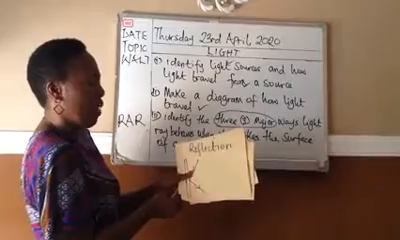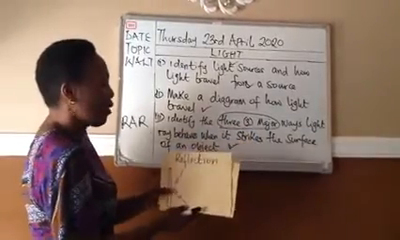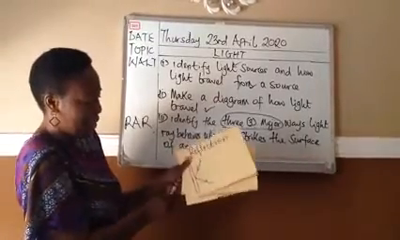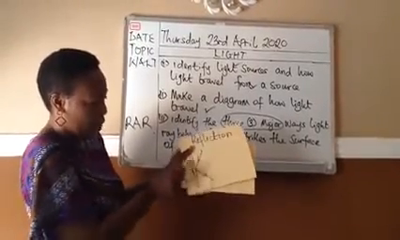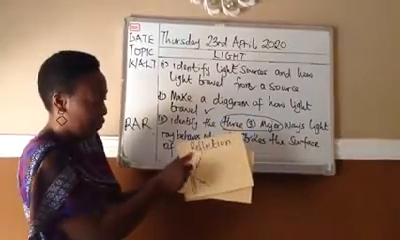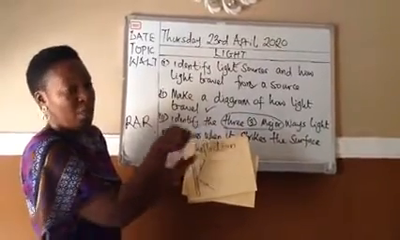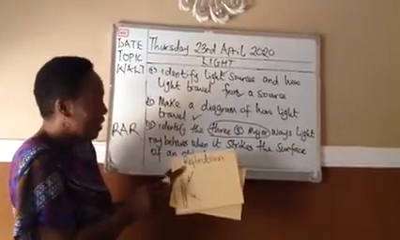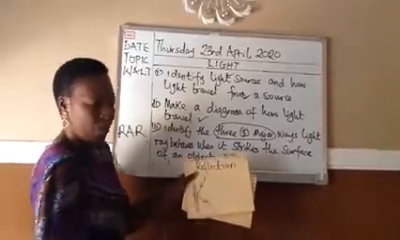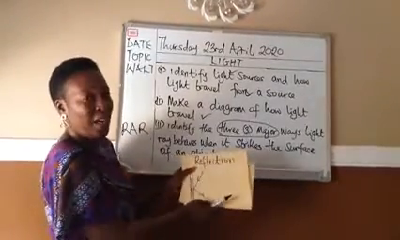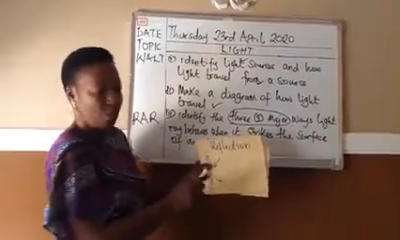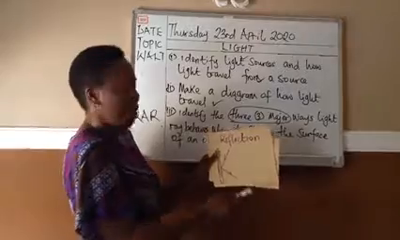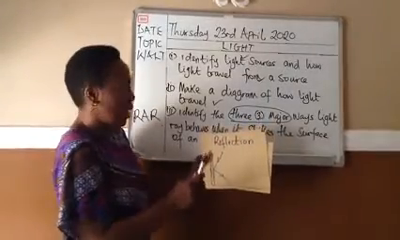Reflection, what do we mean by reflection? When a light ray falls on an object like this, this is a kind of object that a light ray is falling on from any kind of source. It can be the sun, the flashlight, or the bulb. But when it falls on an object and the light ray bounces out, then we say the light ray has reflected. That is reflection. When a light ray falls on an object and then bounces off the object in another direction, then we say it is reflection.